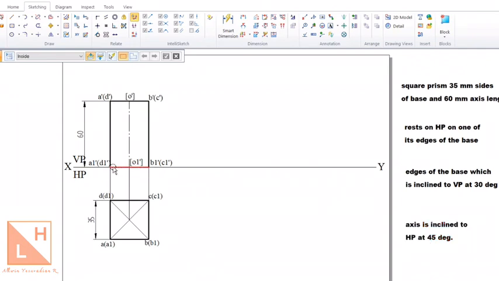If the angle is given with respect to the axis, whatever be the angle, say x degrees, you incline the base of that particular solid at an angle of 90 minus that angle. So if the angle is x, you incline the base at 90 minus x in the next position. Right now we have to incline the axis at 45 degrees. So 90 minus 45 is again going to be 45. So we will incline the base at an angle of 45 degrees in the next position.